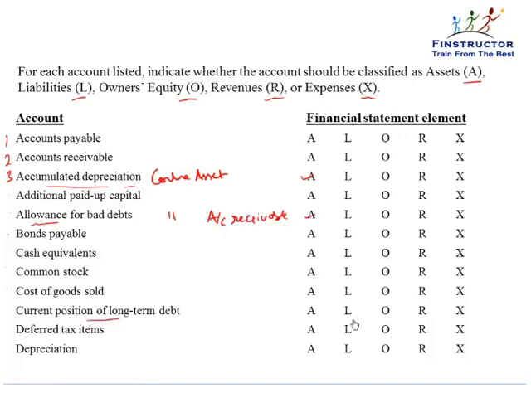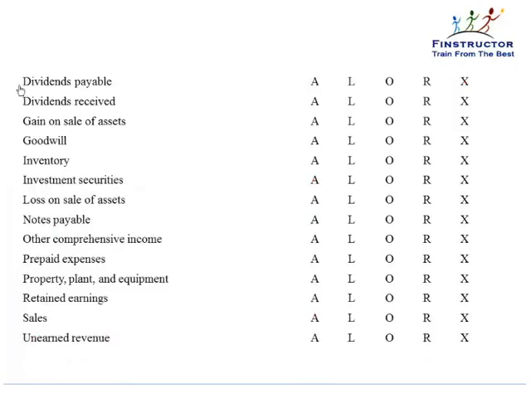Current portion of long-term debt will be a liability. Deferred tax items can be both assets or liabilities. We'll study in the review on deferred taxes. Depreciation independently is an expense that comes in the income statement. Similarly, attempt the other page as well. Pause the video here and solve the question on your own.